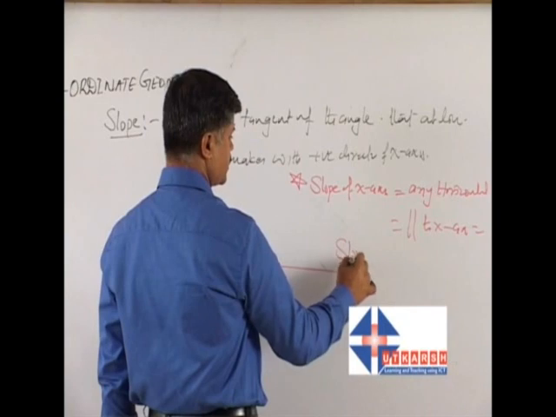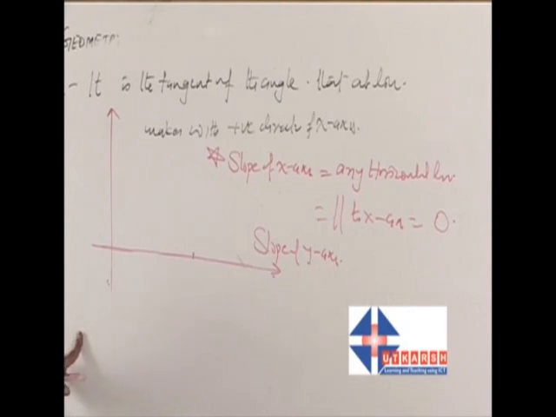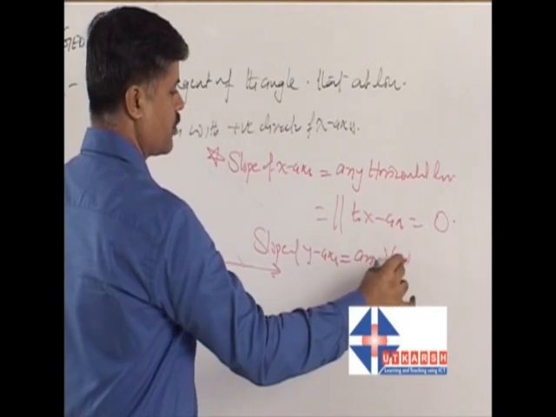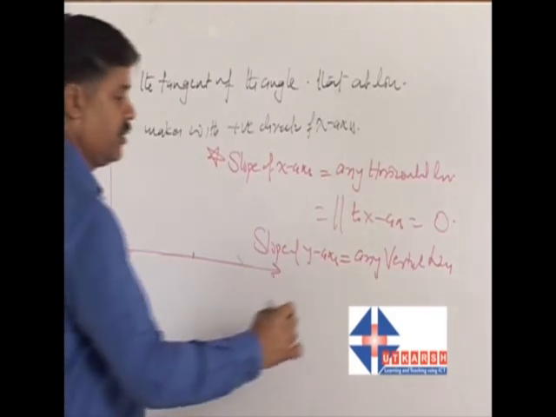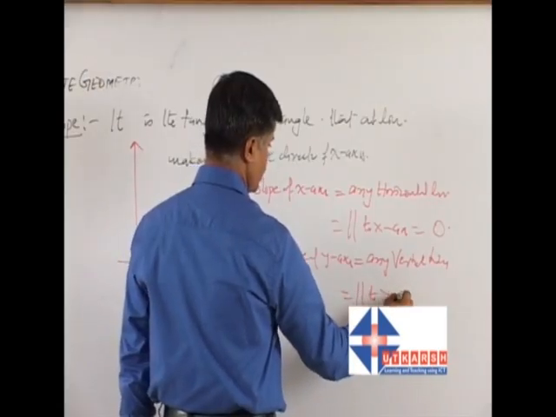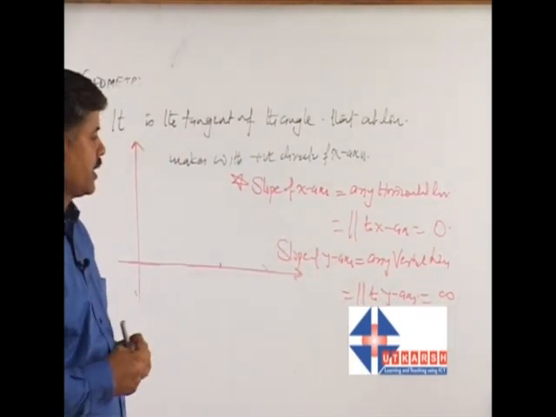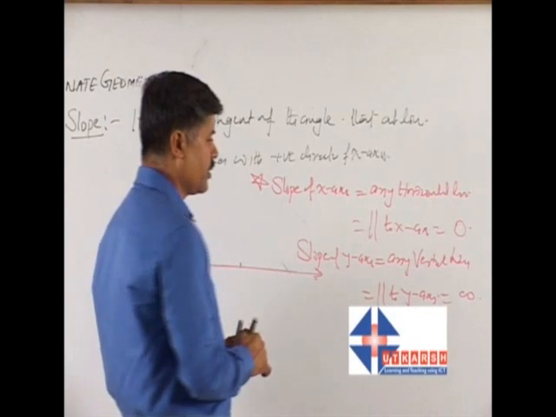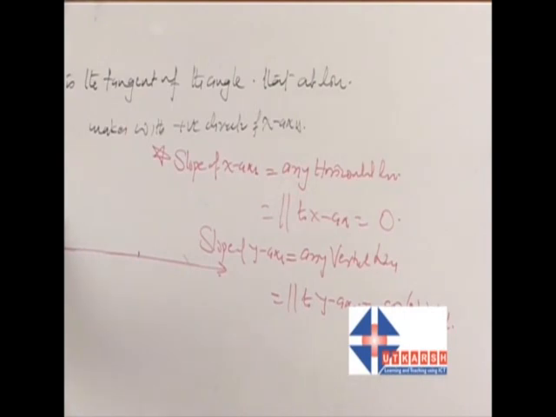Next, again an important point. Slope of the y-axis. Y-axis means this line. Slope of the y-axis, or any vertical line, or any line parallel to the y-axis, is infinite. These are basic points, so listen carefully. Infinite is just a symbol, it's not a number. Whenever infinite comes in a question, we will work with 1/0. Infinite means that it is not defined, because tan 90 is not defined. So these are the few points here.